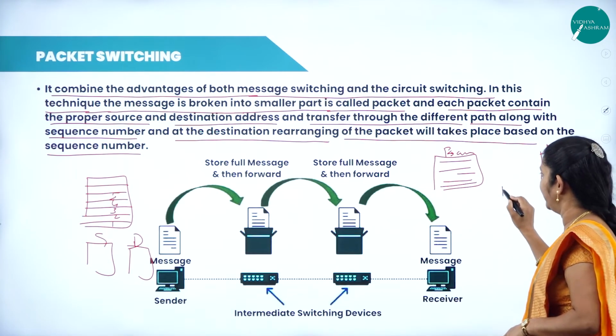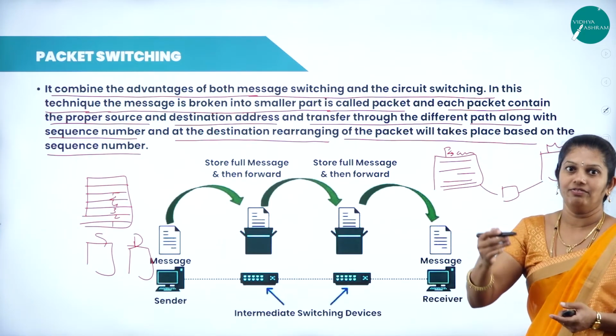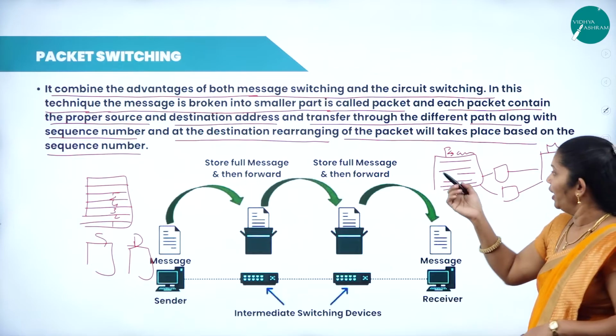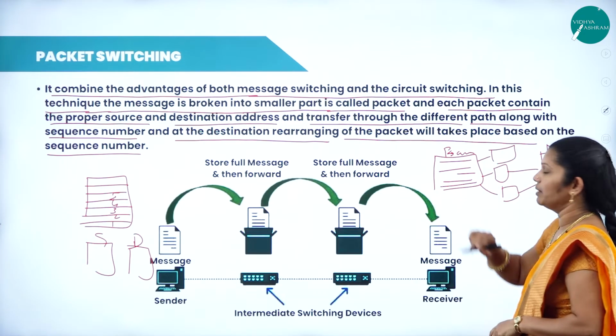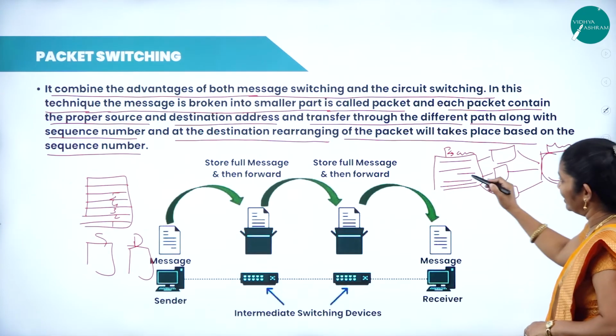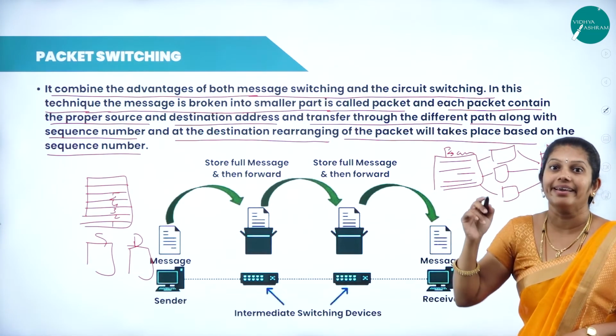One can come from the Mandya path, and one will go to Chamarajnagar and then it may reach us. And one packet will move in a different path. Then it will reach us. After reaching Mysore, once again these packets will be rearranged.